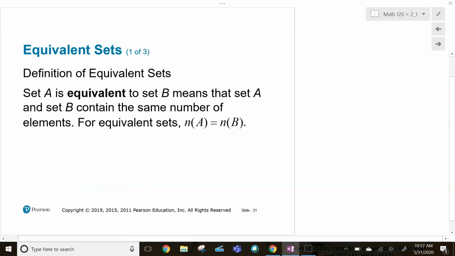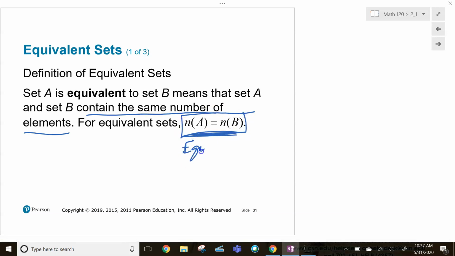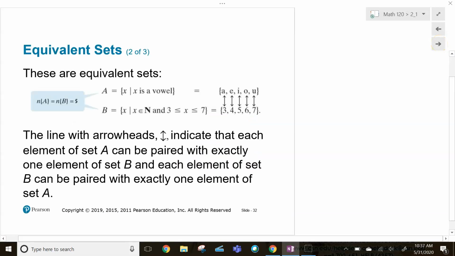All right, so equivalent sets. If I've got two sets that are equivalent, that means they contain the same number of elements. So notice the notation here. These are equivalent. This means equivalent. This is different than equal. Equivalent sets have the same number of elements.